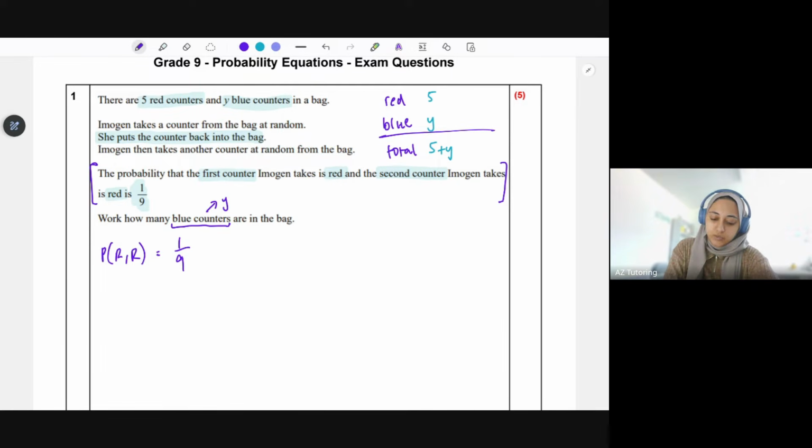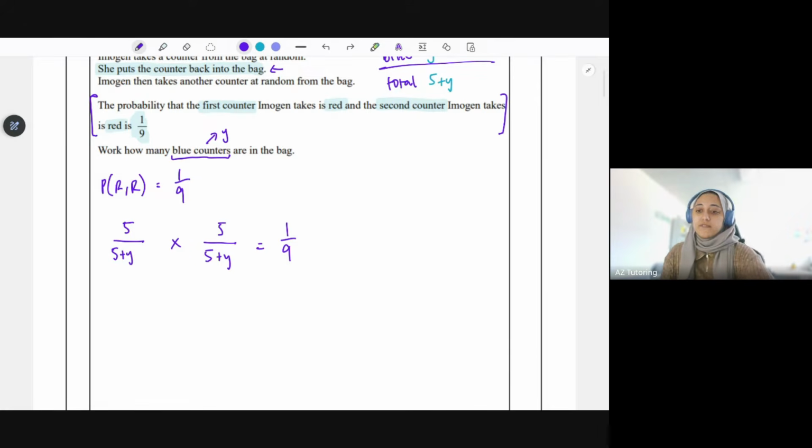The probability that the first one is red is 5 out of the total, which is 5 plus Y. This is the reason why this up here helps us quite a bit. The probability that our second one is also red is still 5 out of 5 plus Y, because Imogen puts the counter back into the bag. So the probability for the second time doesn't change. We will do a few examples where it does, where she doesn't put the counter back in the bag, and see what happens in that case. Now, since there's a probability of 2 events, the first event and the second event, we times these together. And that equals 1 out of 9, because they've told us that in the question. So this is the equation that we're solving to find Y.